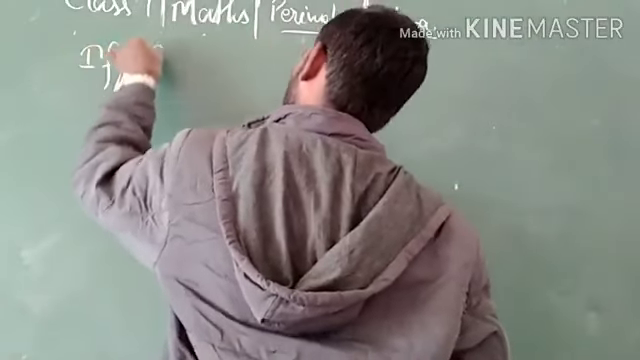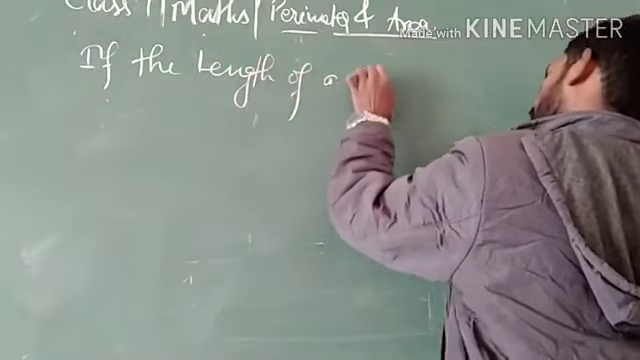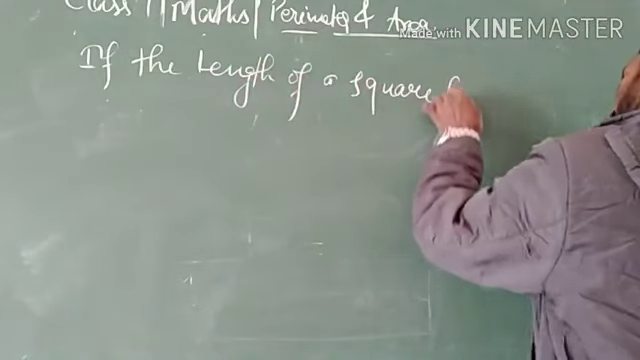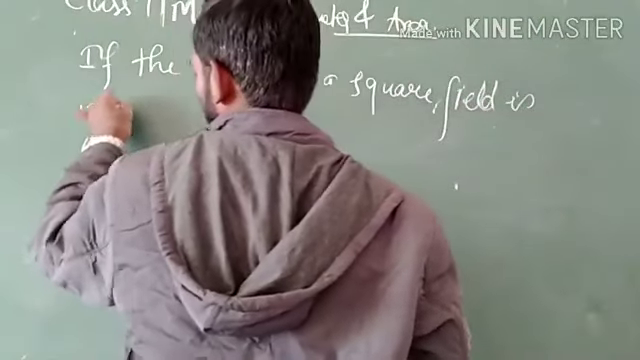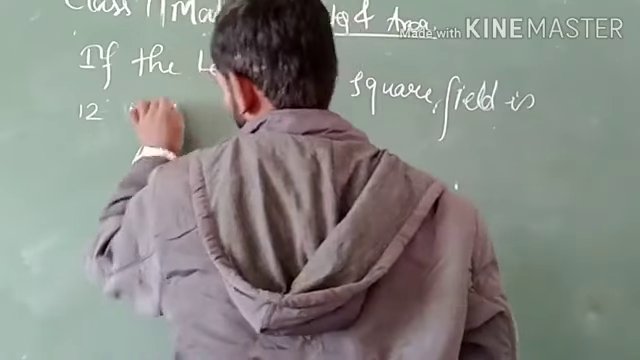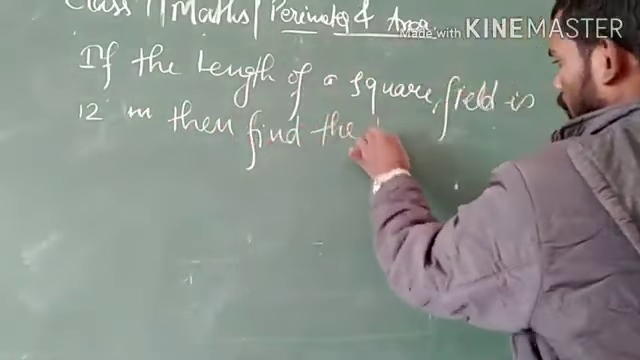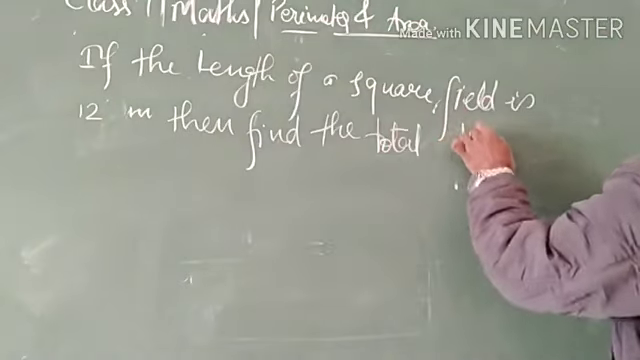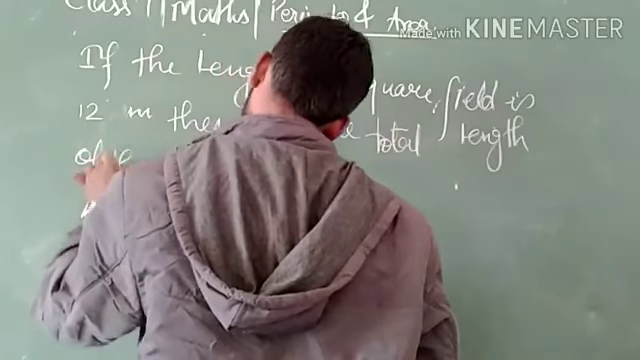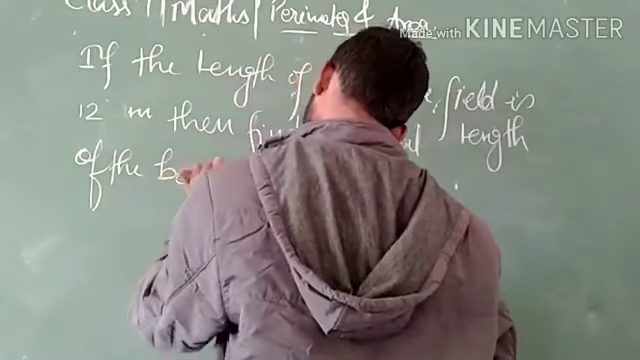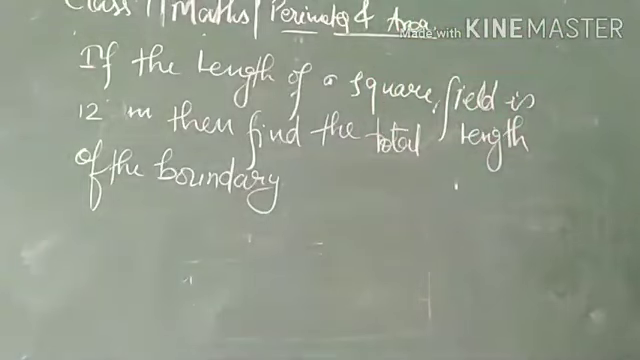If the length of a square field is 12 meter, then find the total length of the boundary. Okay, this is the given question.